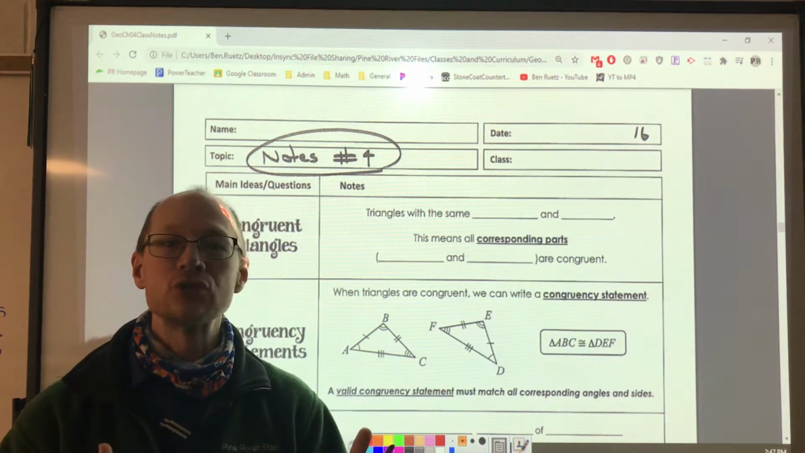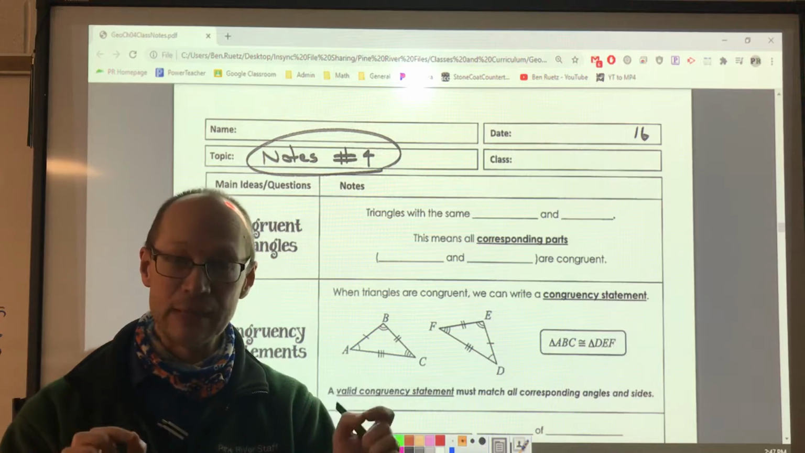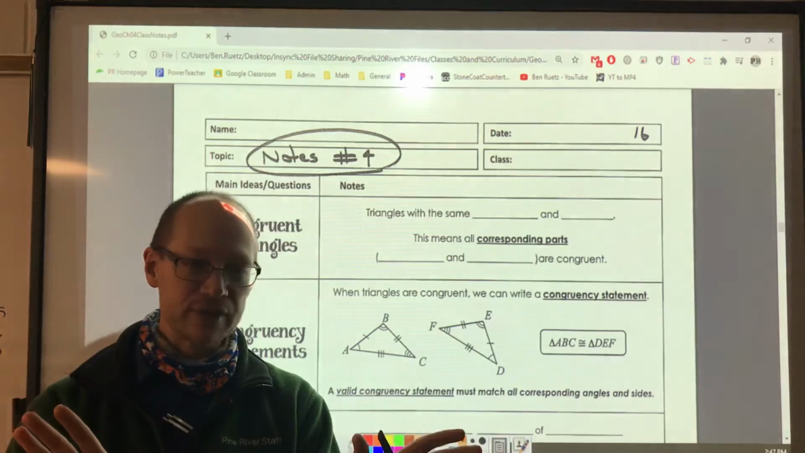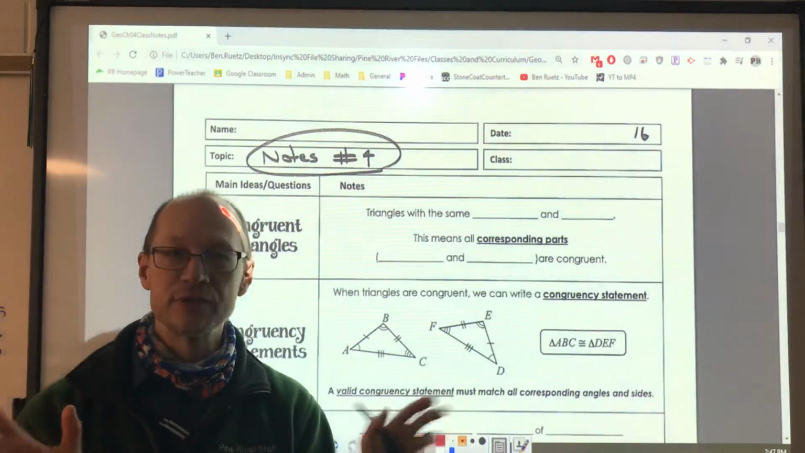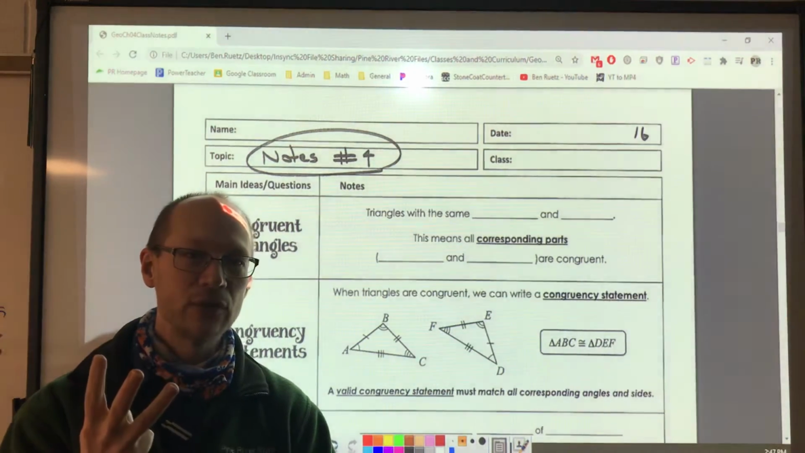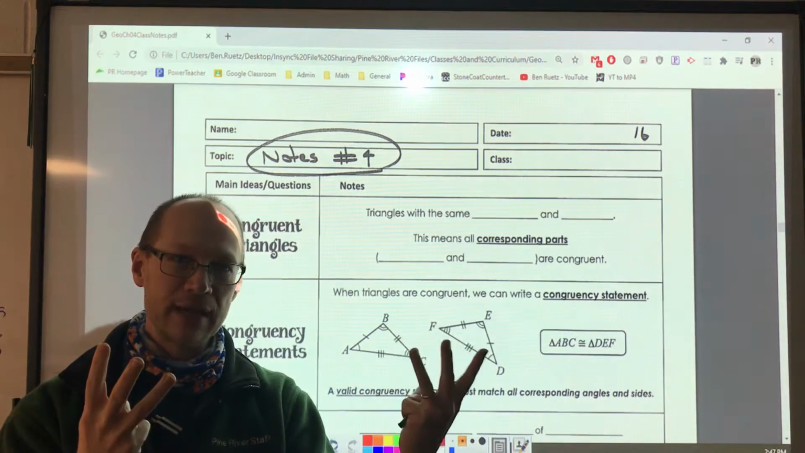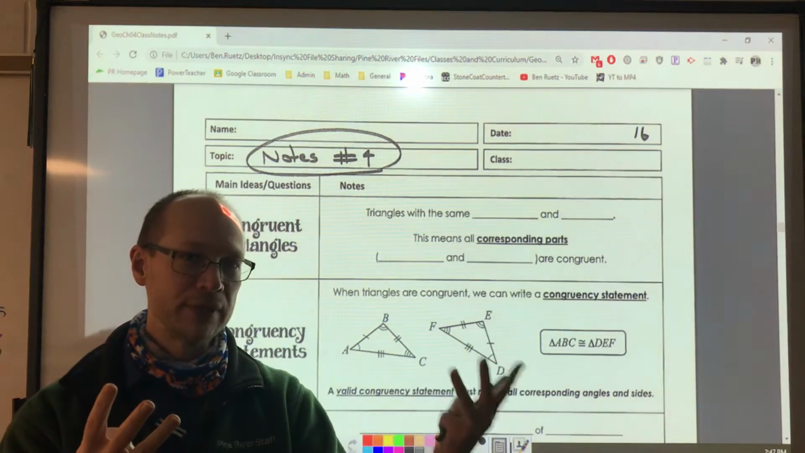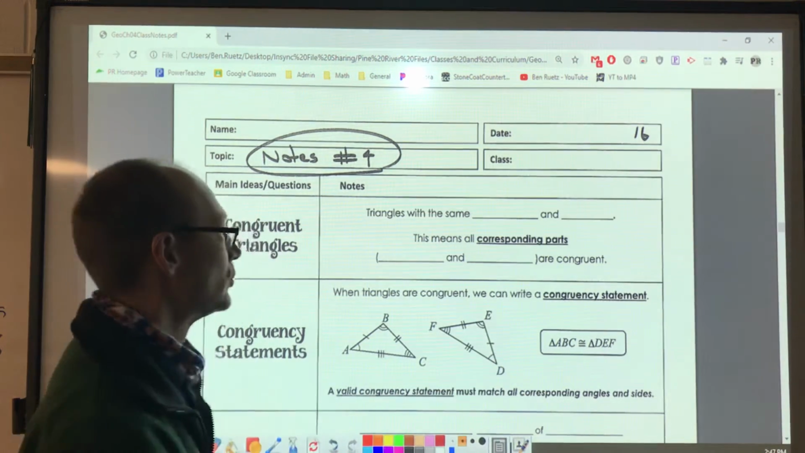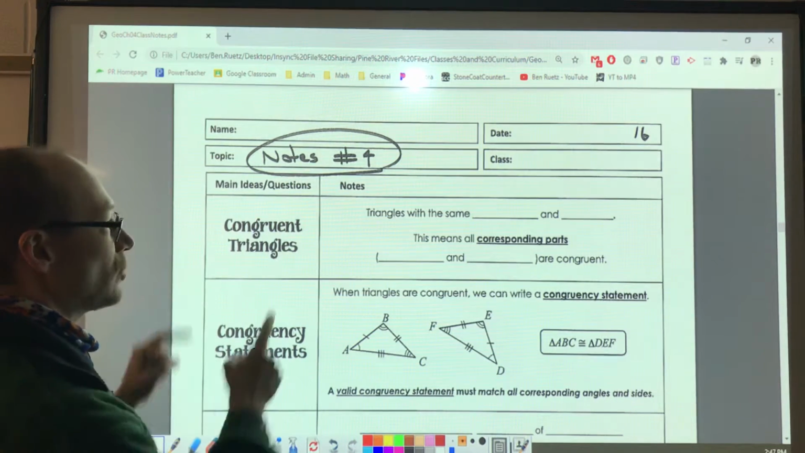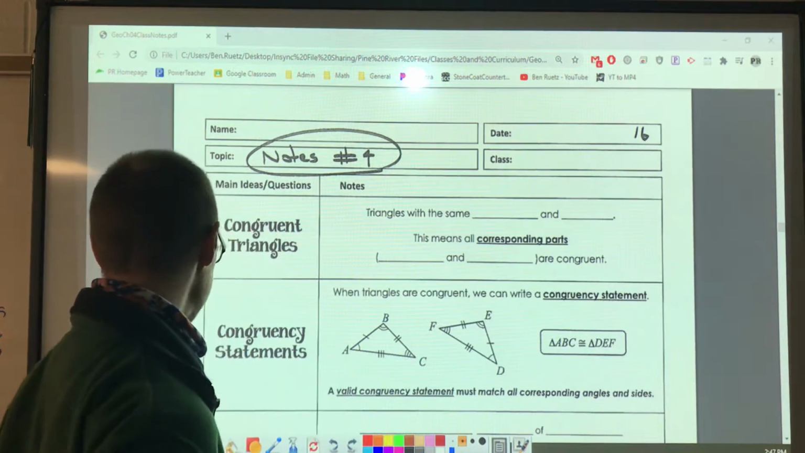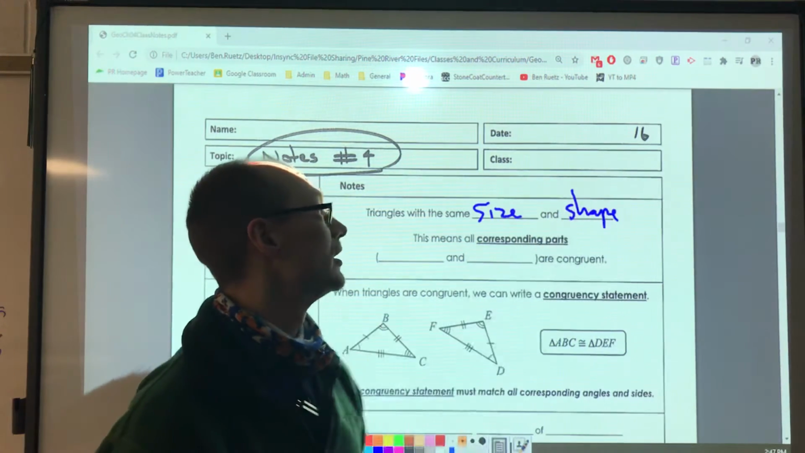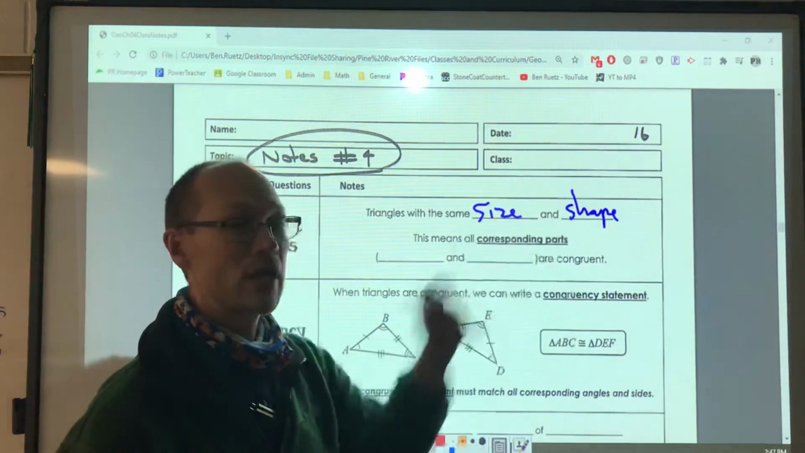Well, let's now talk about triangles that might be the same, or in fact any kind of shape that might be the same. If you have two triangles that are the same, that means all the parts are the same. The three sides on this triangle match perfectly the three sides on this triangle. The three angles on this triangle match perfectly the three angles on this triangle. And we spent some time talking about how triangles with the same size and shape are congruent. Size meaning the sides, shape meaning the angles.